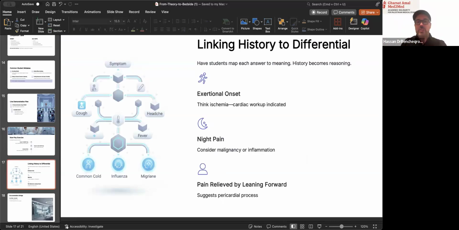How do we link certain things? Well, it's a long list of linkages, but I gave you examples here. And those examples are that when something happens during exertion, and we say exertion, not exercise.